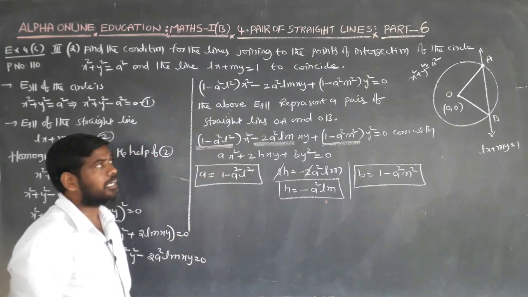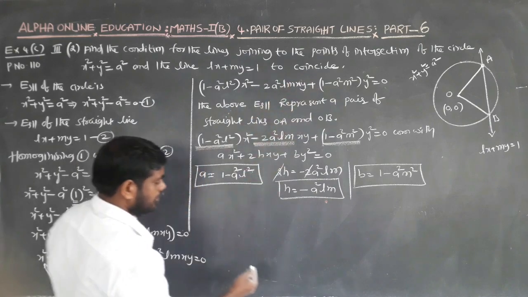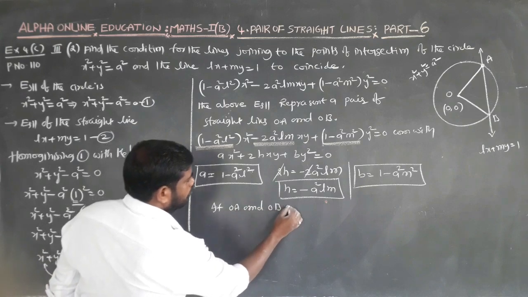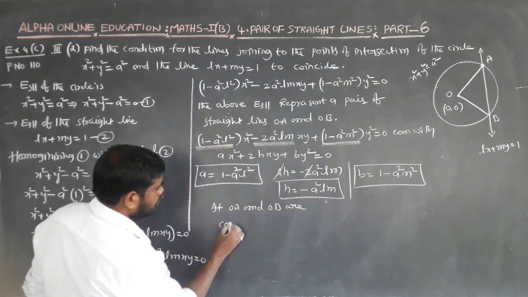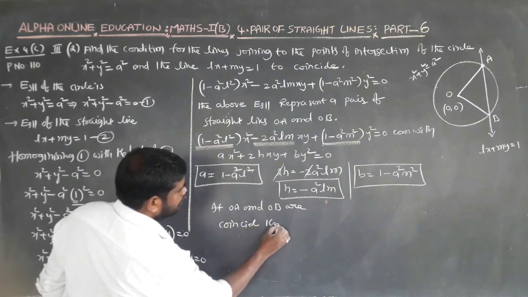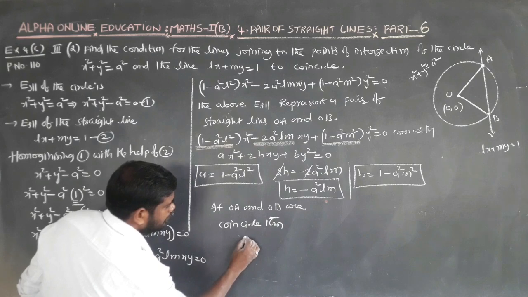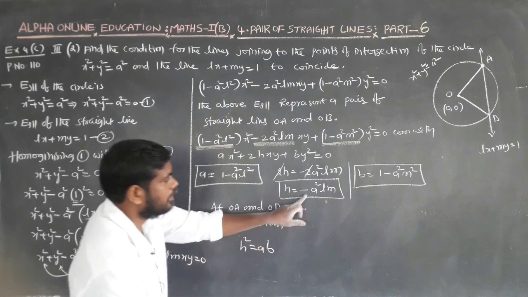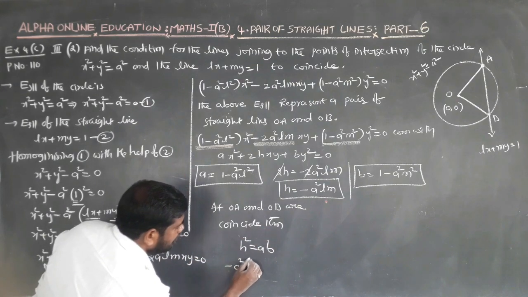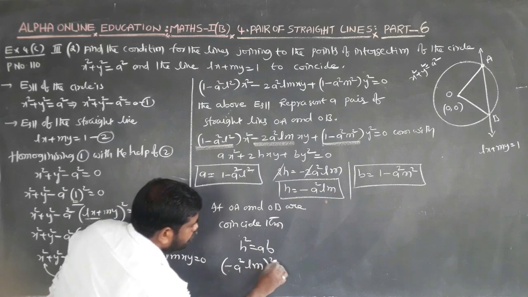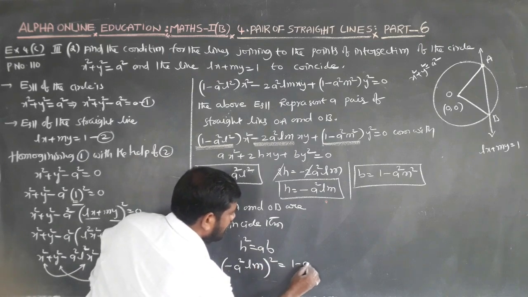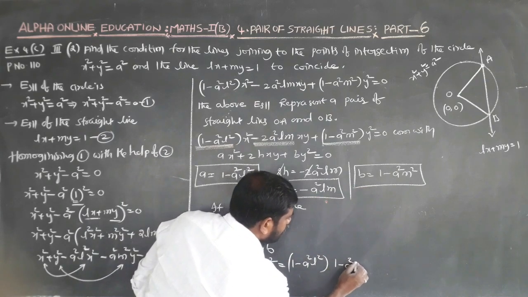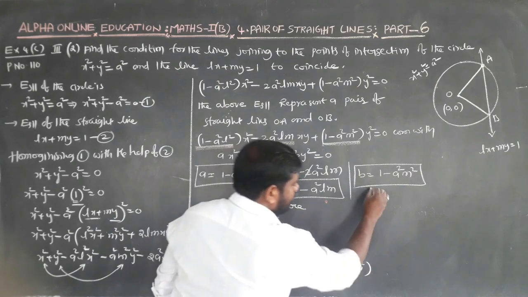If the two lines coincide, that is, if OA and OB coincide, then h square is equal to ab. h square equal to ab. (minus a square lm) whole square is equal to a, 1 minus a square l square, b, 1 minus a square m square.